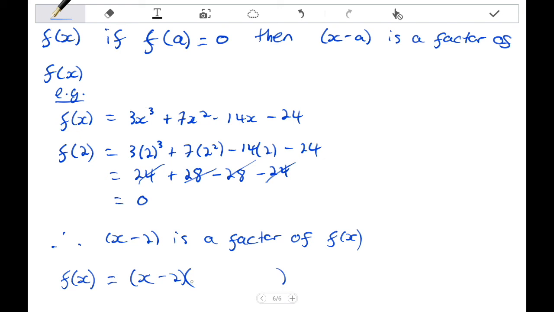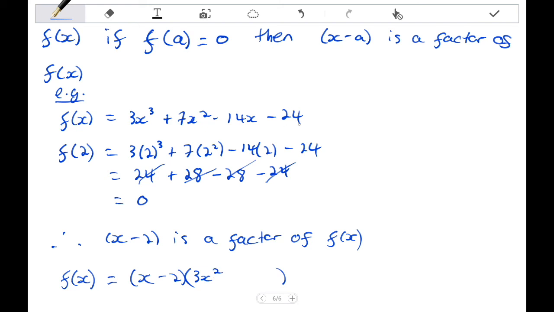Down here that means we're going to have an x squared term, because we've got an x here and there's only going to be one x squared term here, so it has to be 3x squared. Okay? Right, what else do we know?